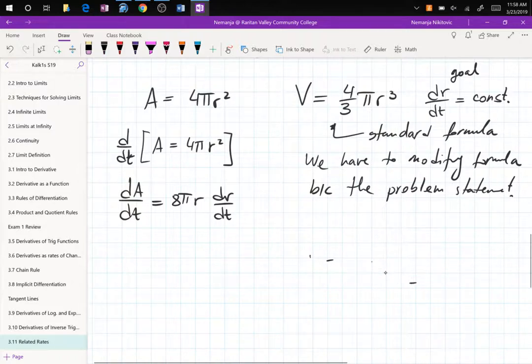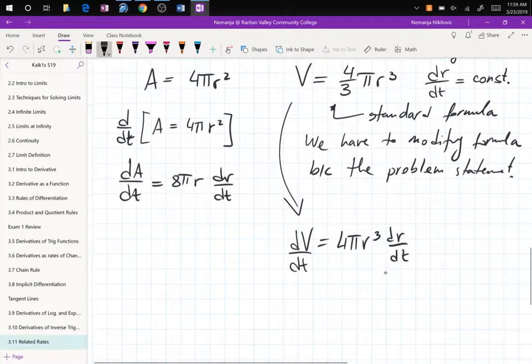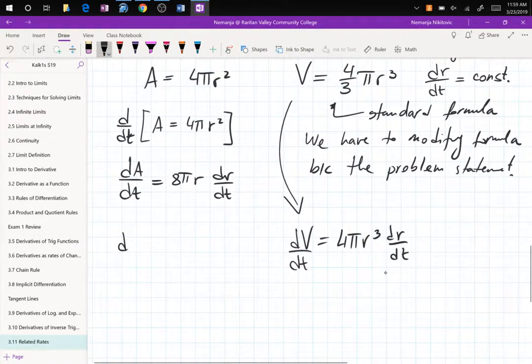Okay, let me try something else too. If we go from here and write volume is equal to 4 pi r cubed dr dt, and this is your dV dt, and we say that dV dt is K times dA dt, and you can connect. Okay, we can solve it this way too. It's less confusing than introducing 5,000 different formulas.